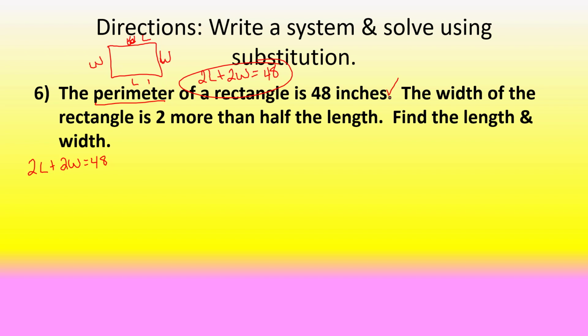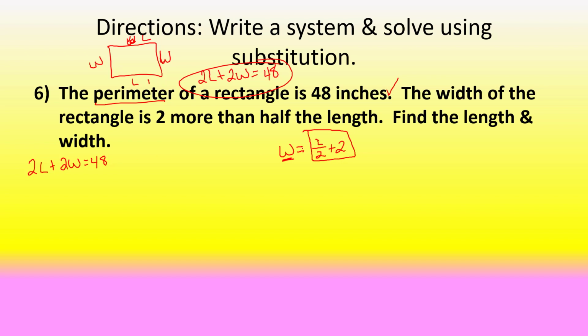The width of the rectangle. So the W is, which is generally a good indicator that you're using equals, 2 more than half the length. So if we have half of the length and it's 2 more than that, well, that looks like another equation. And the nice thing about this particular equation, it's already isolated a variable. So we can take our right side and plug it in.